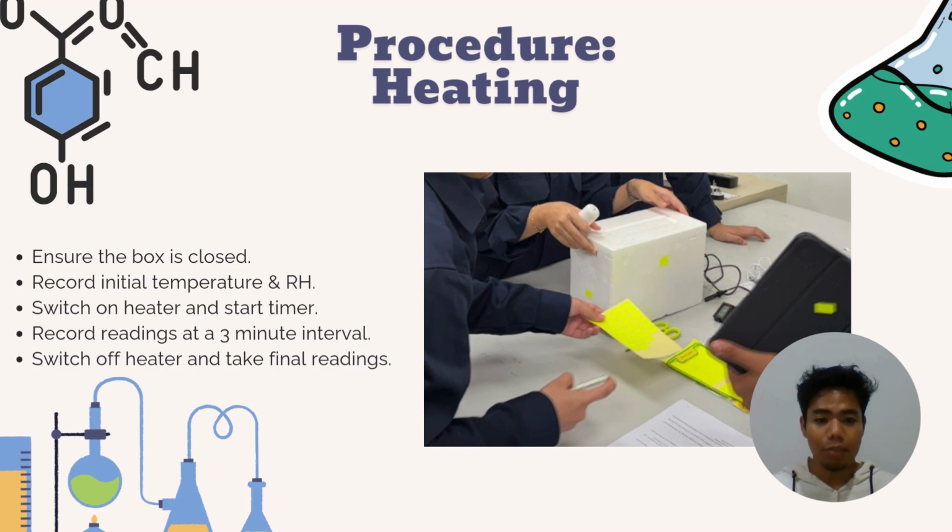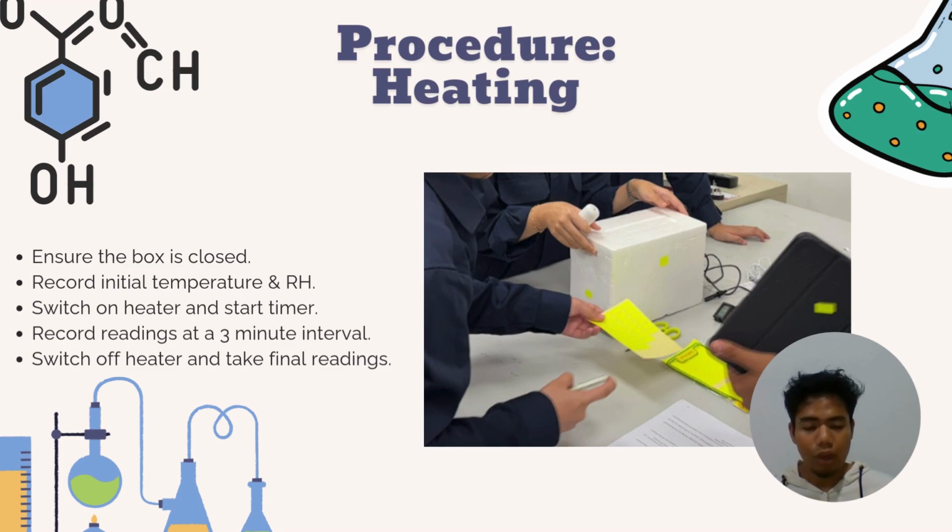Today I will be explaining the part of each procedure in the experiment that we have conducted here in week 3. Now, without further ado, the first procedure that we did was heating. Now, in this procedure, all we had to do was keep the box closed, and before we start anything, we record the initial temperature and also the humidity.